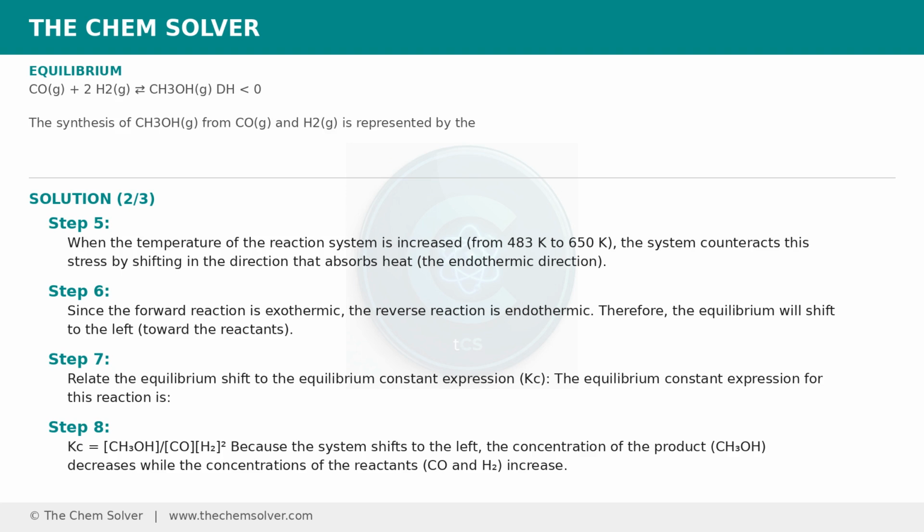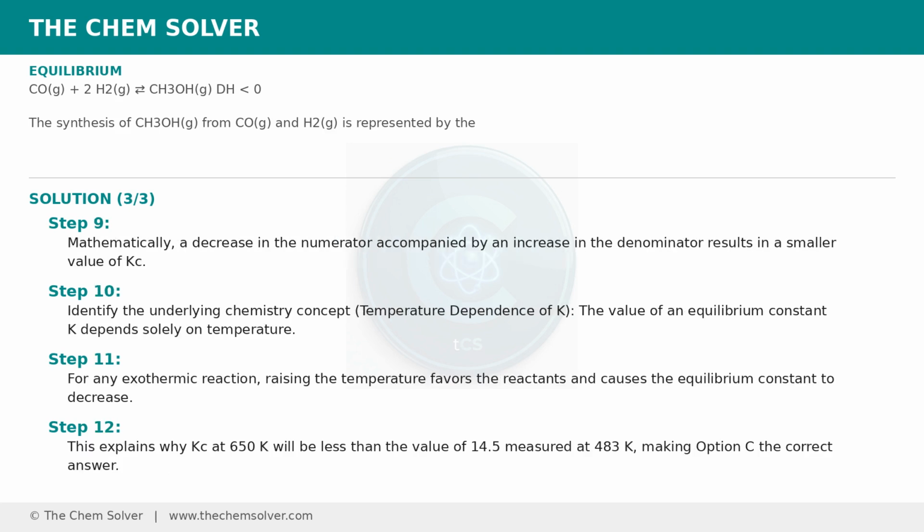Relate the equilibrium shift to the equilibrium constant expression. Kc, the equilibrium constant expression for this reaction, is Kc equals [CH3OH] over [CO][H2] to the power 2. Because the system shifts to the left, the concentration of the product, CH3OH, decreases while the concentrations of the reactants, CO and H2, increase. Mathematically, a decrease in the numerator accompanied by an increase in the denominator results in a smaller value of Kc.